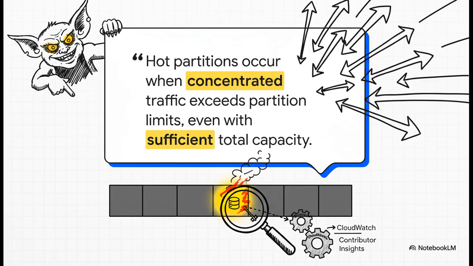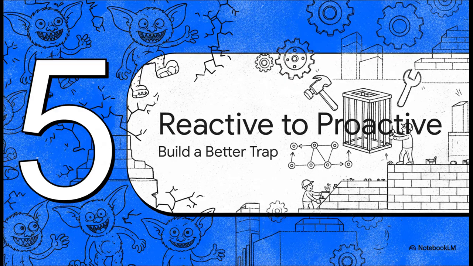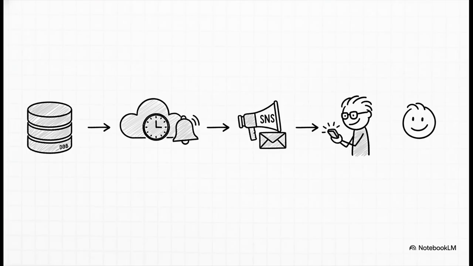Okay, so up until now, we've been hunting gremlins after they've already shown up and started causing trouble. But the real goal here, the end game, is operational excellence. We need to shift from being reactive firefighters to being proactive architects, building systems where these gremlins just can't cause chaos in the first place. And the key to being proactive is all about automated awareness.